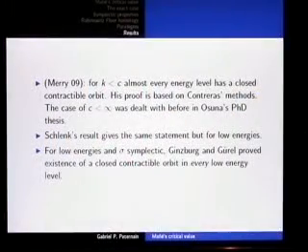And if you assume sigma symplectic, you can actually say something very good. This was proved by Ginzburg and Gürel. I think Viktor talked about exactly this two years ago. You can actually show that every energy level has a closed contractible orbit if you are prepared to go low enough in the energy level.